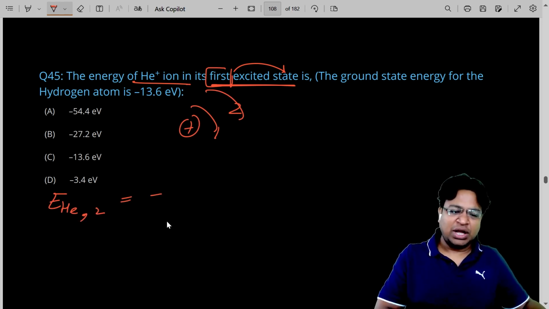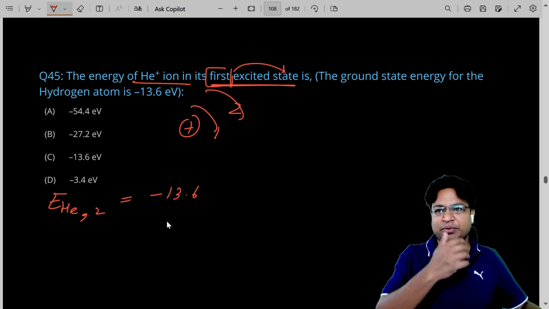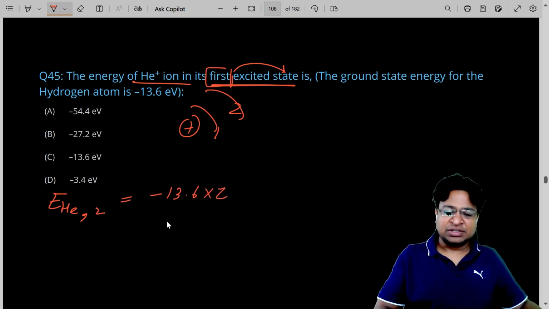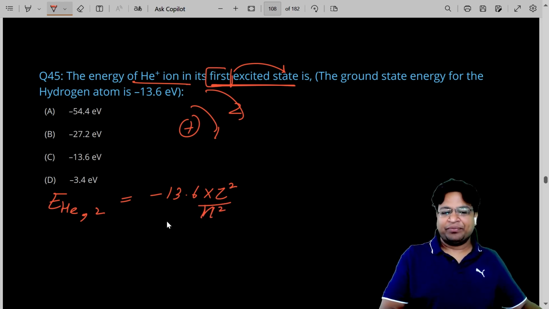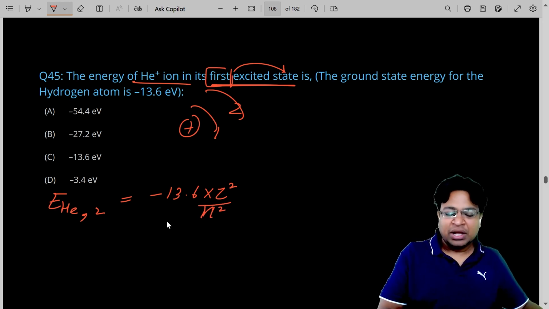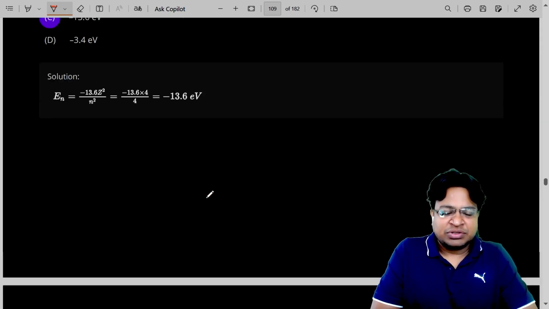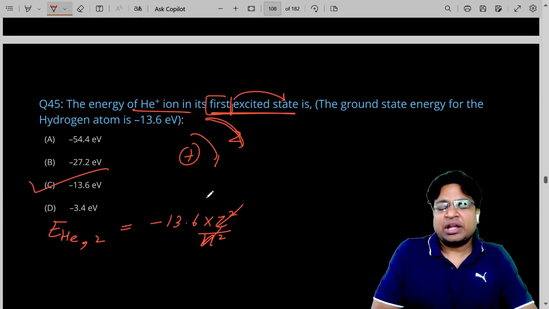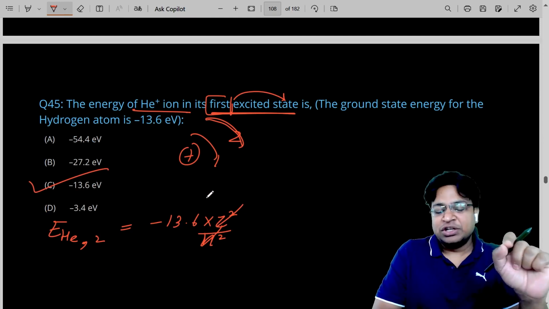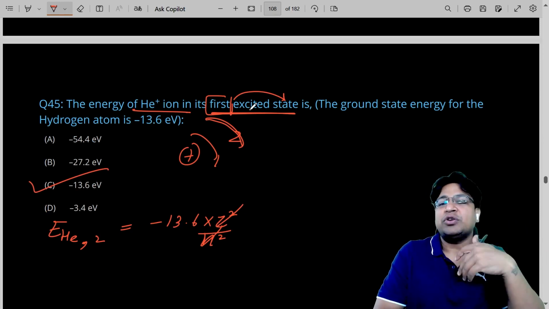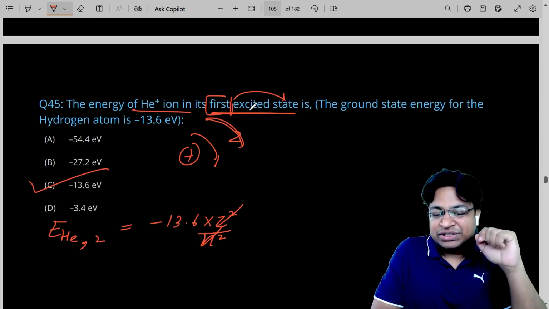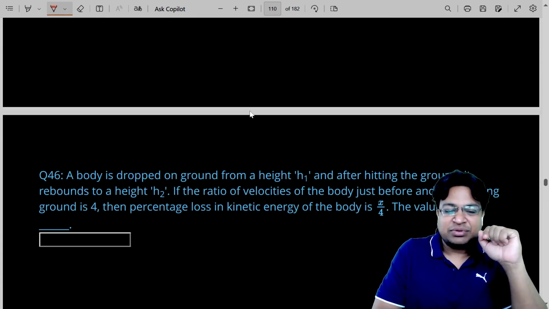Now, the formula is 13.6 Z square by N square. That's the formula for any hydrogen-like atom. Therefore, for helium, Z will become 2. And because we are seeking the energy of the second orbit, N will also become 2. And therefore, it's going to get cancelled out. So option C will be the right answer. Okay. So option C is correct here. In this question, if you get it wrong, most likely you will get it wrong because you ignored the word excited or you did not notice its existence. That is the most common reason of getting this question wrong.